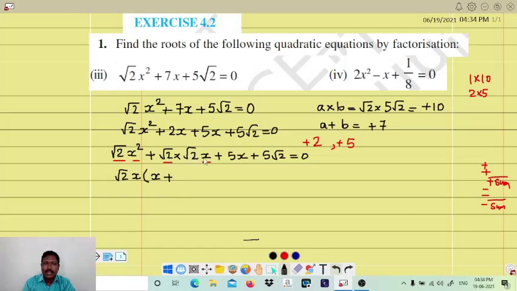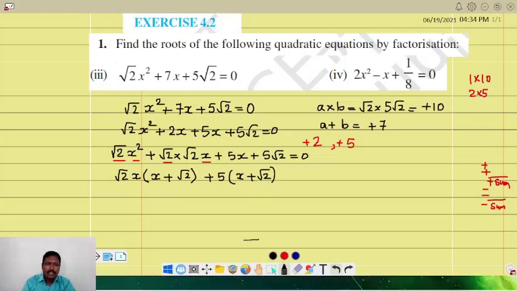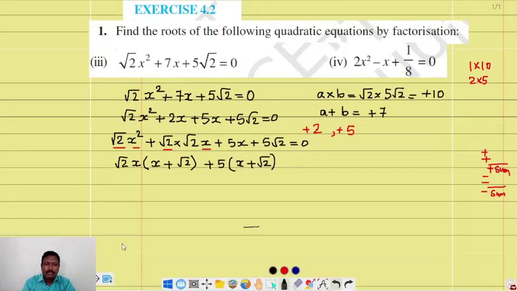plus root 2x we have taken. So what is left there? 1 root 2 will be there. So root 2x into x plus root 2 plus. Now from these two we can take 5 common. So when we take 5 common, we will get x plus root 2. So now check both brackets. Both the brackets are same. Here x plus root 2, here also we have x plus root 2. So we can write it as x plus root 2.